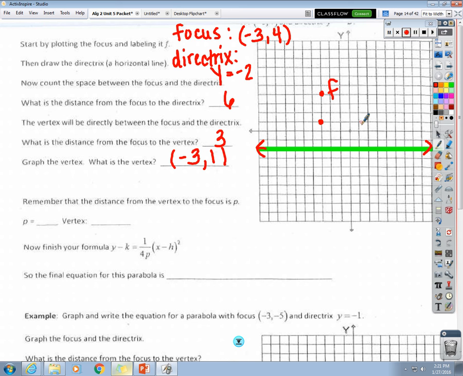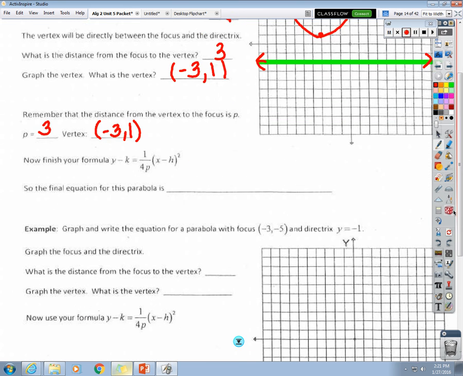Is my parabola going to open up or down? Up, because the focus is always inside the parabola, and the directrix is always outside. Okay, so now we know that p equals 3. p is the distance from the focus to the vertex, or from the vertex to the directrix. What is the vertex? Negative 3, 1. So now we have the information we need to write the equation of this parabola.